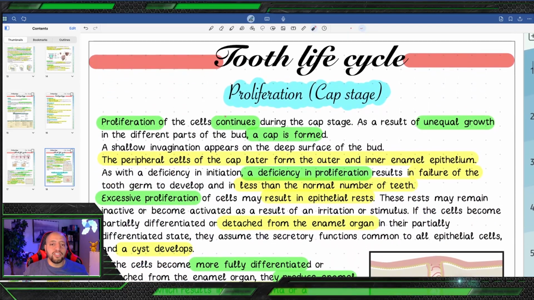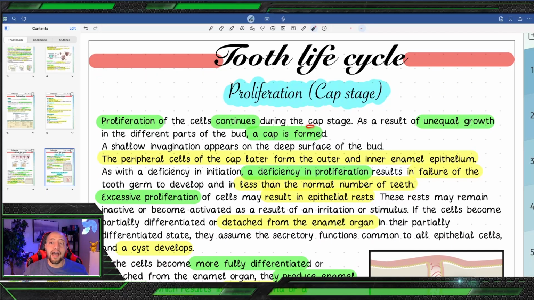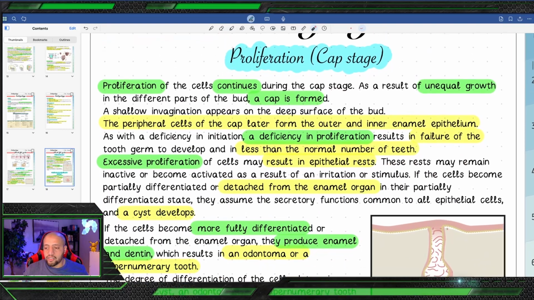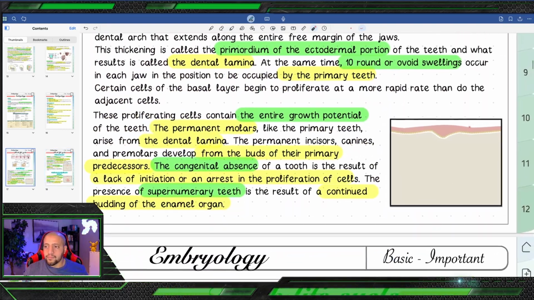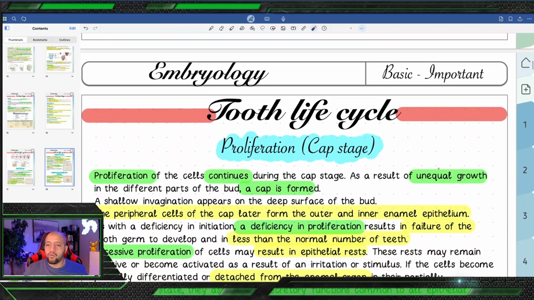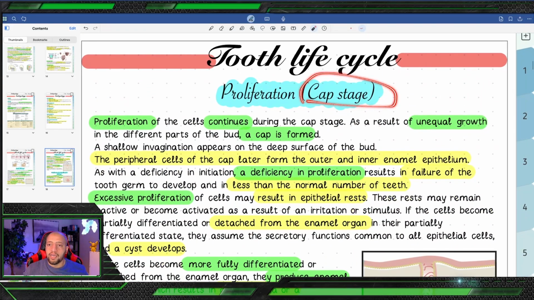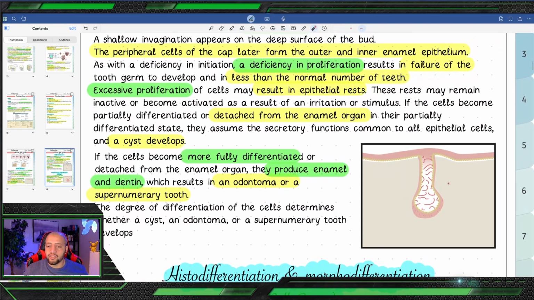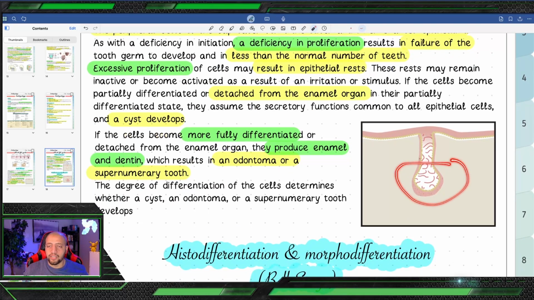Proliferation of the cell continues during the cap stage. So what's the meaning of cap stage? You remember this thickening, so it has a relative increase in proliferation in this area. So this will end up moving down, which will give us what we call the cap stage.